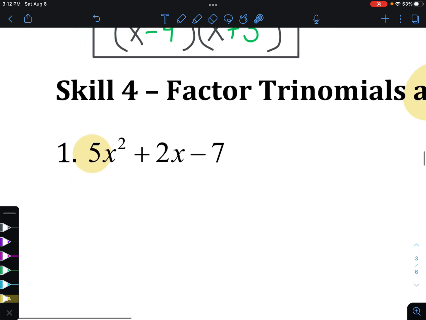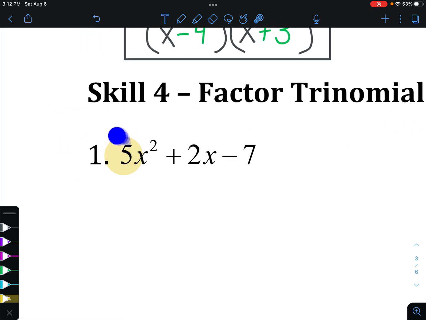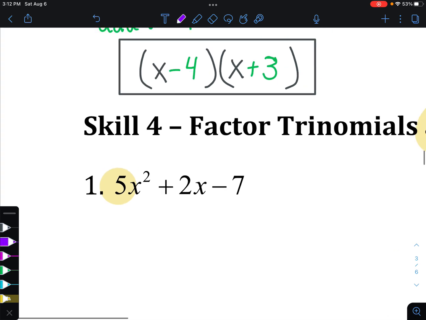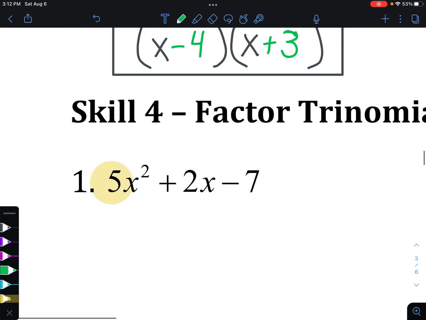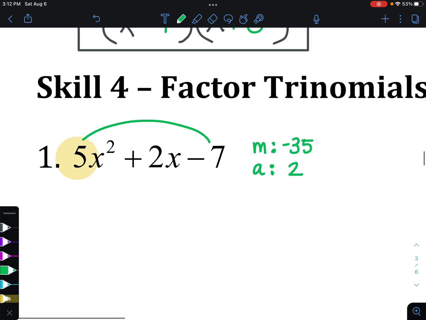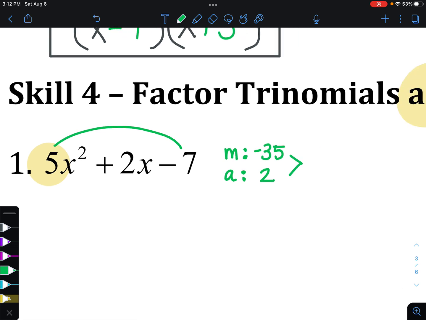So what does that look like? Well, first of all, we see a 5 that's greater than 1. So I'm thinking of 2 numbers that multiply to a times c. So 2 numbers that multiply to negative 35 and add to b, which is 2. So 2 numbers that multiply to negative 35 and add to 2 is going to be a positive 7 and a negative 5, right? 7 times negative 5 is negative 35. 7 minus 5 is positive 2.